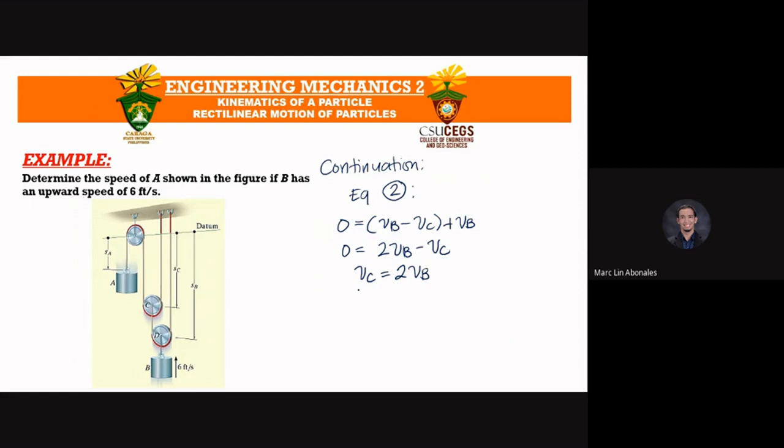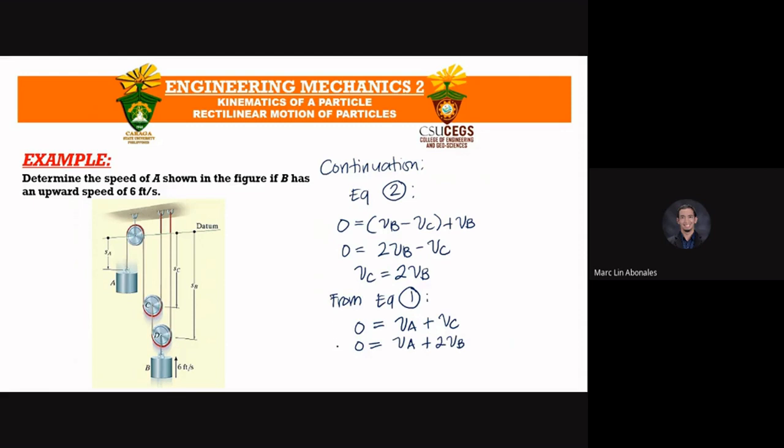So this equation, we will now substitute into equation 1. From equation 1, that is 0 is equal to VA plus VC. So that would be 0 is equal to VA plus 2VB.